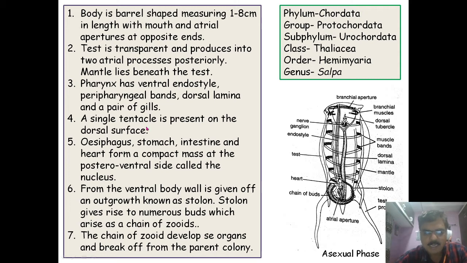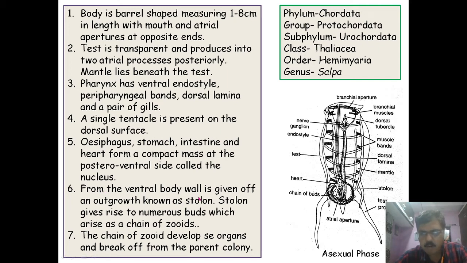A single tentacle is present on the dorsal surface. Then the esophagus, the stomach, intestine and heart form a compact mass at the posteroventral side, and that is called a nucleus.